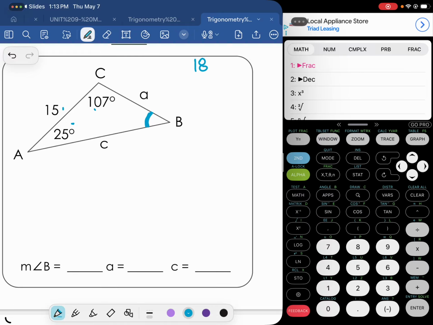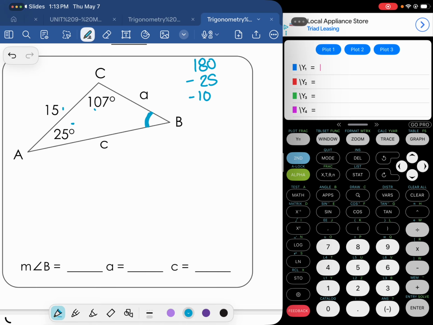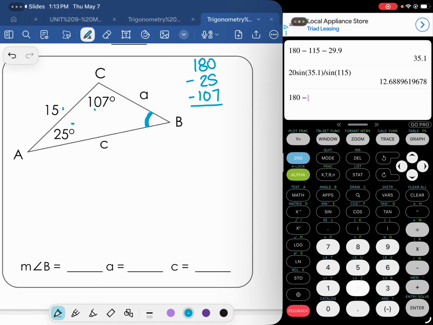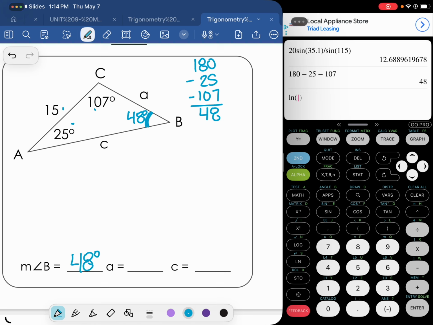So I'm just going to do 180 minus 25 minus 107, and that is 48. So I already found that angle B is 48 degrees. And now I can set up the whole fraction for B. That'll be 15, because that's across from the 48, over sine 48. That's what you have to start law of sines. If you don't have one full complete fraction with the angle and the side, you're stuck. You have nowhere to go because you have too many unknowns.